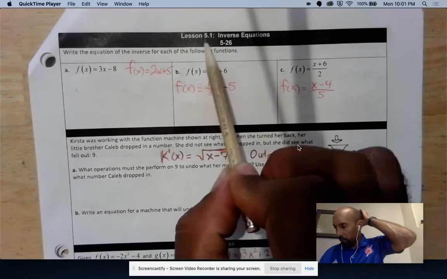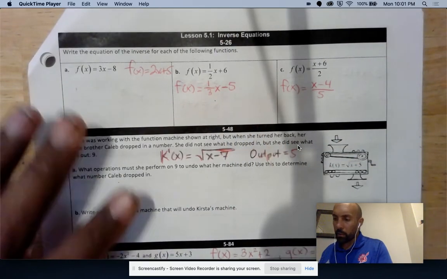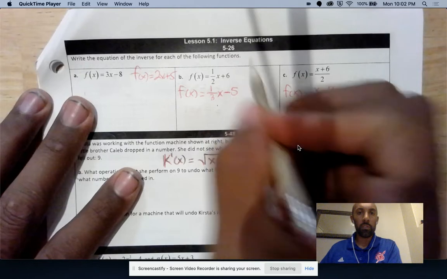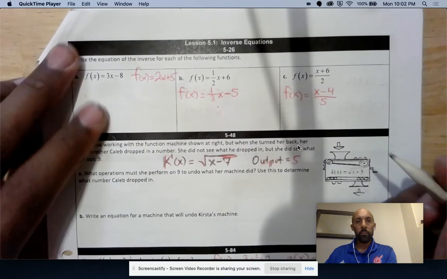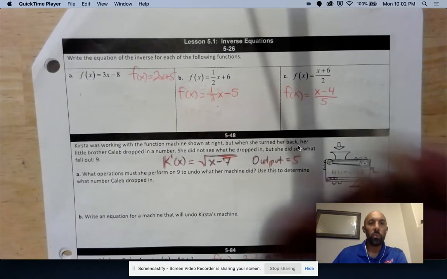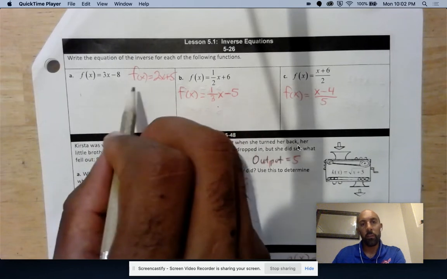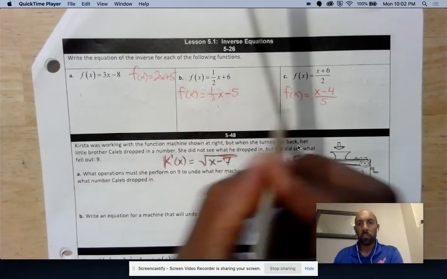Okay, so lesson 5.1, homework help. This is all about inverse equations. Inverse equations, all right? So the first one, you're asked to find the inverse equation for all these situations.